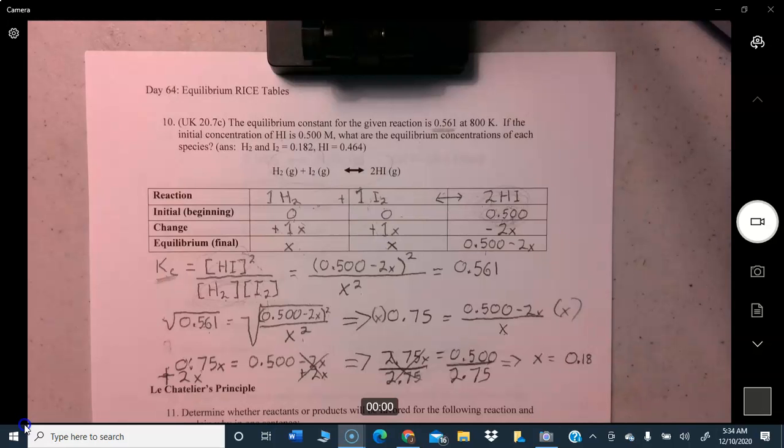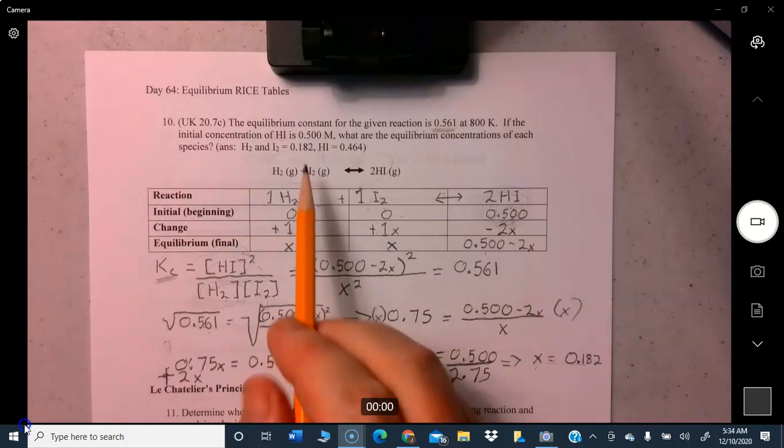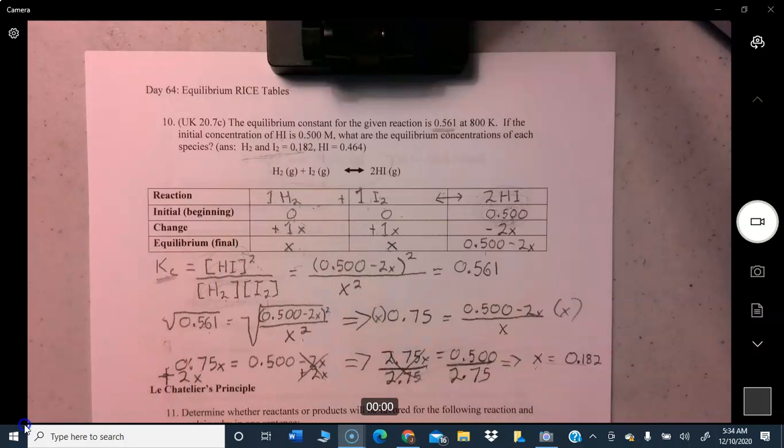Okay, and we can actually go one more digit here. So x is actually a concentration that we want to know. There it is, of H2 and I2. It's 0.182. And yeah, that checks out with what we have up there.